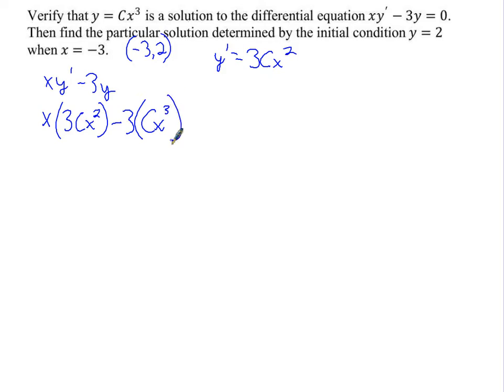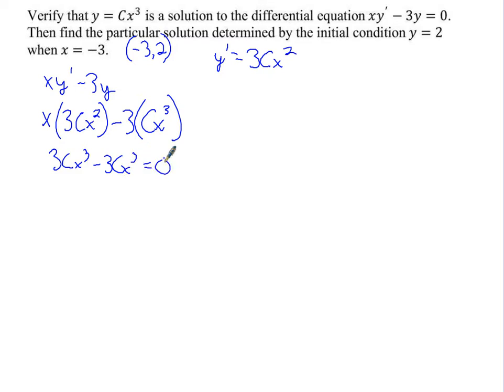And then shoot that x. Shoot 3. And all out for the I love it when Michigan calls me. So distribute the x in. 3cx to the third minus 3cx to the third equals 0.